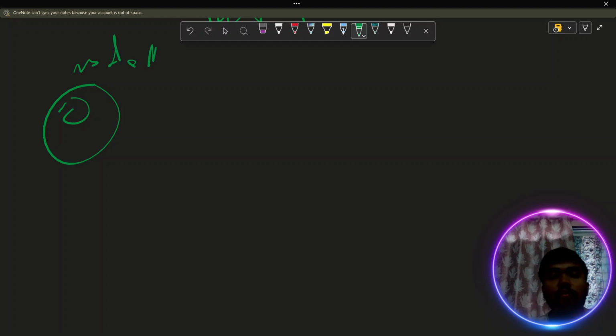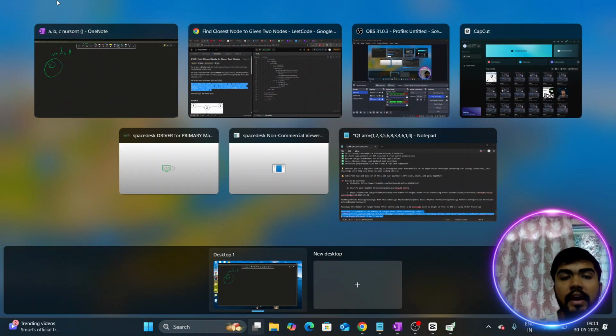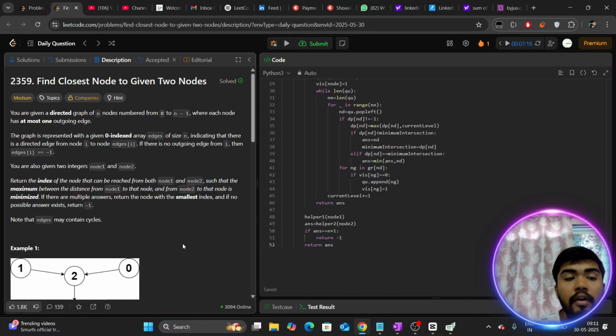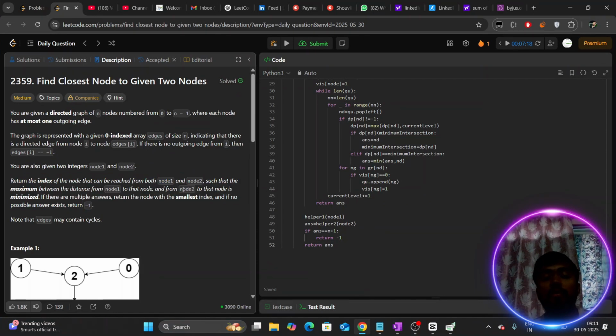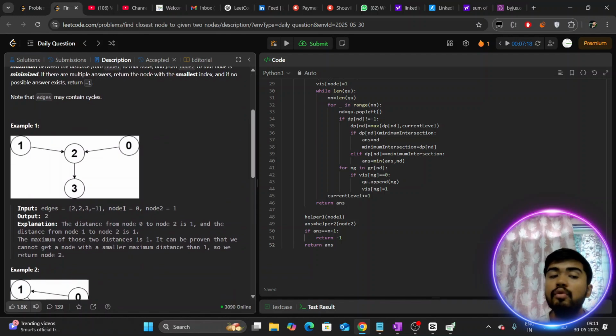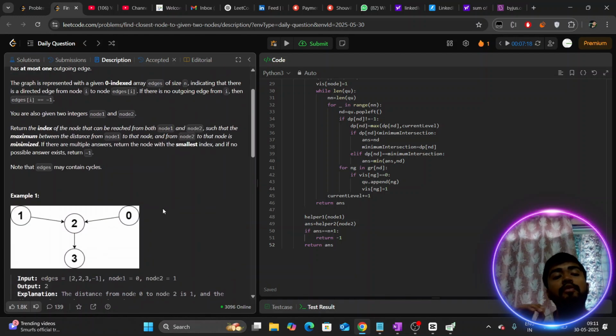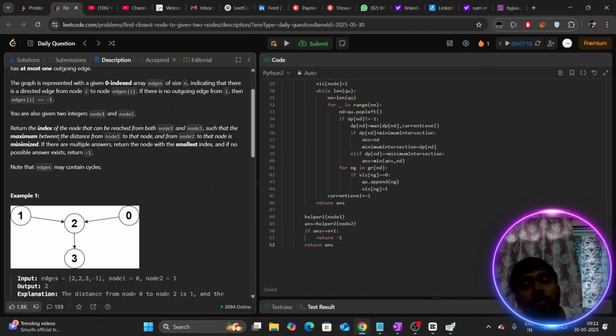So there are two values of node, they are also given to us. Here you can see they are basically looking for the index of the node that can be reached from both node 1 and node 2. They have given the two values node 1 and node 2, and we have to find a node which is reachable from both, and the maximum between the distance of node 1 to that node and node 2 to that node is minimized.